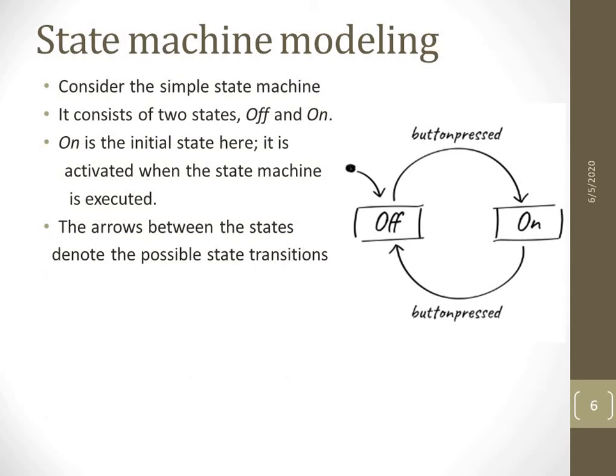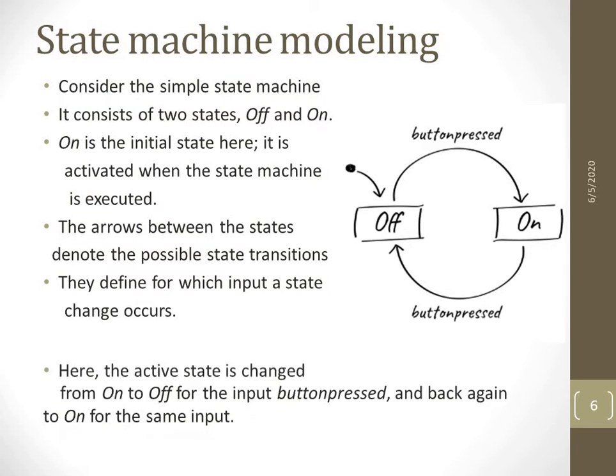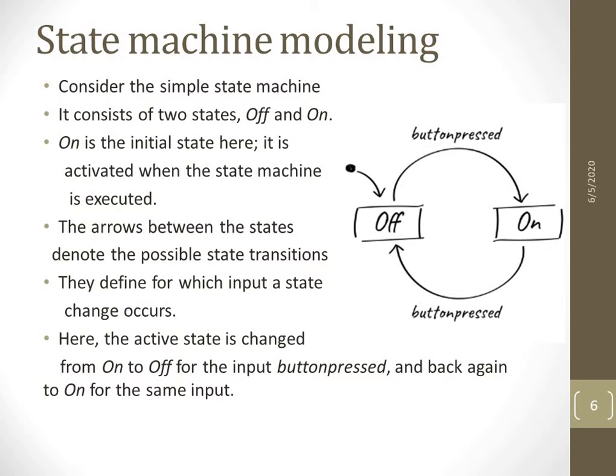The arrows between the states denote the possible transitions. The transitions are on to off and off to on. They define for which input a state change occurs. Here the active state is changed from on to off for the input button pressed and back again to on for the same input.